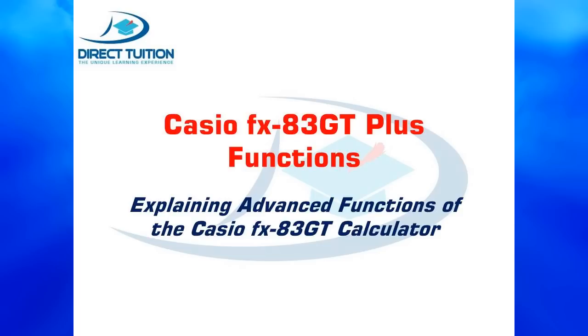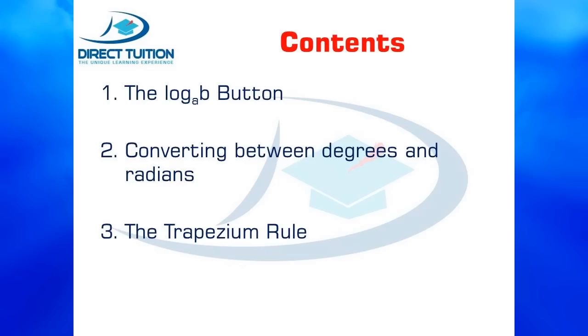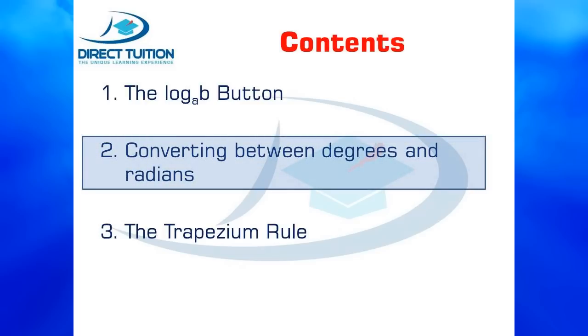In this video we'll be explaining some of the advanced functions of the Casio fx-83GT calculator. Other calculators this may work for are the fx-85GT Plus and the fx-991ES calculator. In this second video we will be looking at how to convert between degrees and radians using the built-in function on your calculator. I recommend you only use this to check that you converted correctly, not to actually do the conversions.